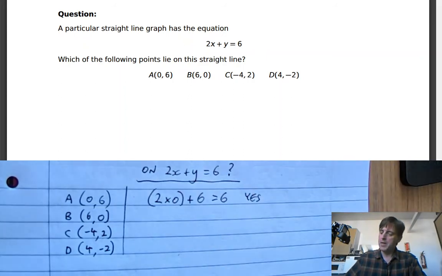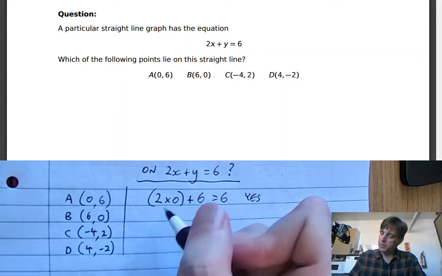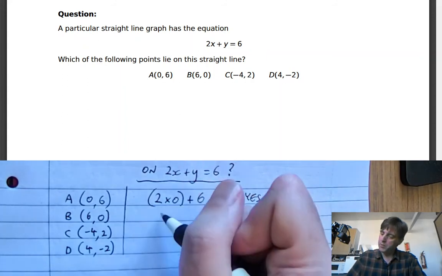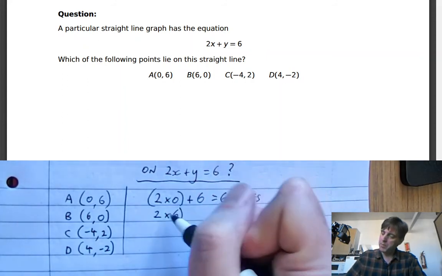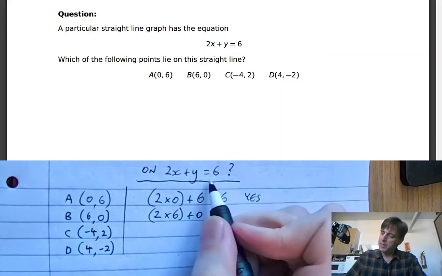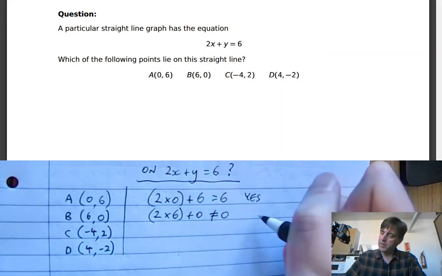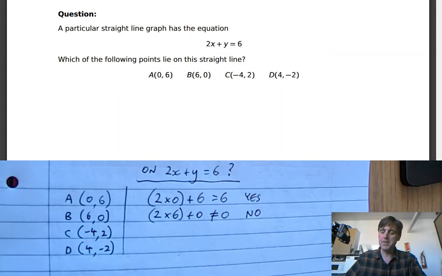That one is on the line. Point B, if the x coordinate is 6 and the y coordinate is 0, we'd have 2 times 6 plus 0. And does that equal 6? It does not equal 6. So that one is not on the line.